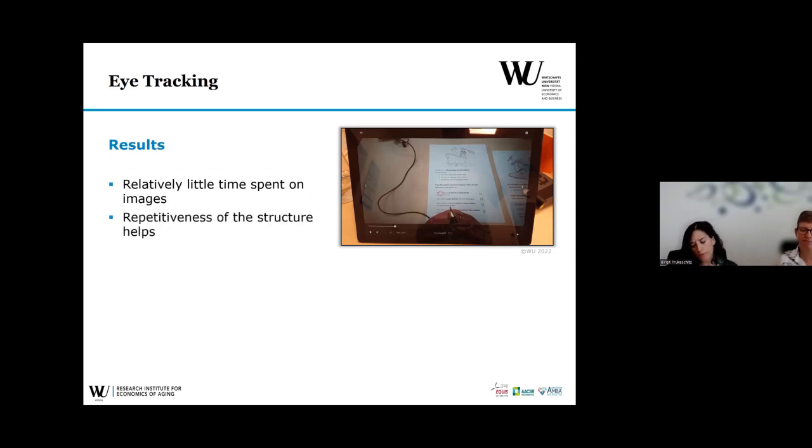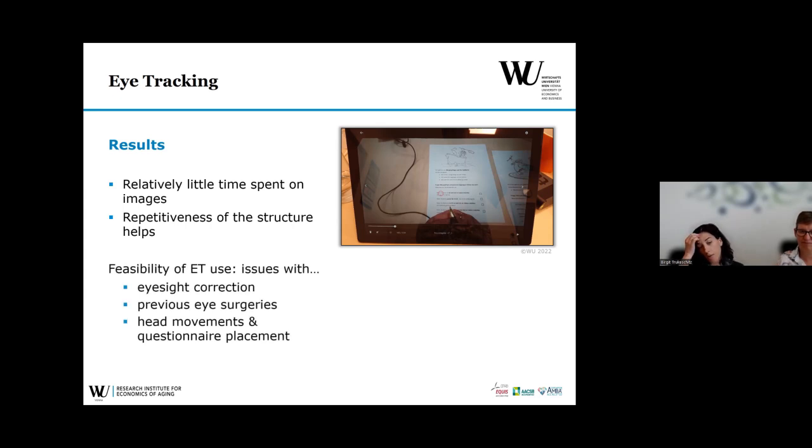We also saw in the reading patterns and completion patterns that the repetitiveness of the structure really helped. So what I mean by that is we have these building blocks that come up in every domain. And after completing one or two domains, respondents really had it figured out. They didn't need to go back to the explanation or back up an answer, because they knew how the questionnaire worked, and that was fairly easy to see actually.